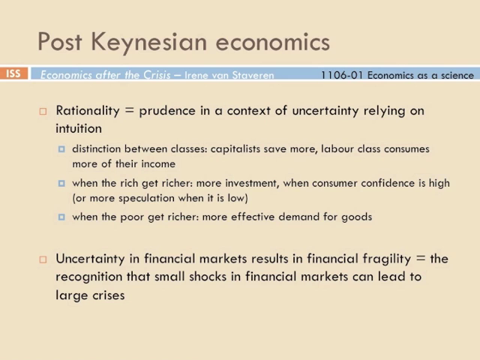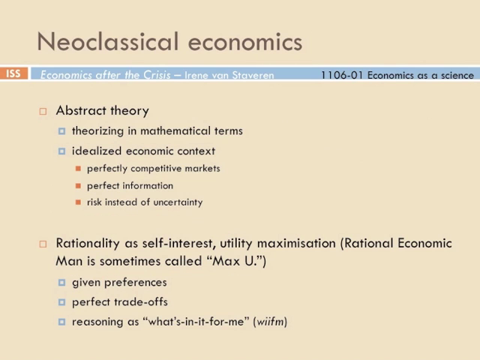Under conditions of uncertainty, it is impossible to calculate costs and benefits. We therefore have to rely on our intuition. The fourth and final economic theory that we discuss is Neoclassical economics. It's a theory applicable to ideal markets.